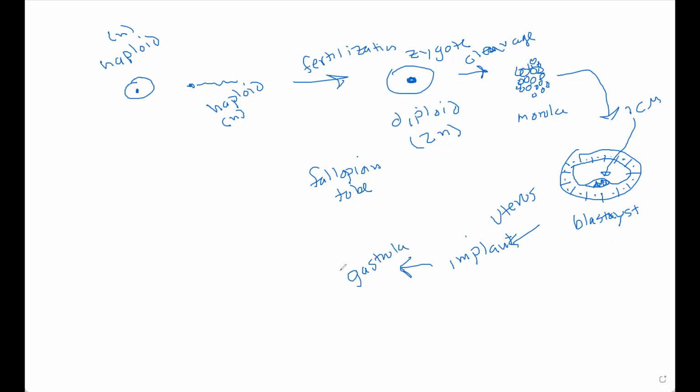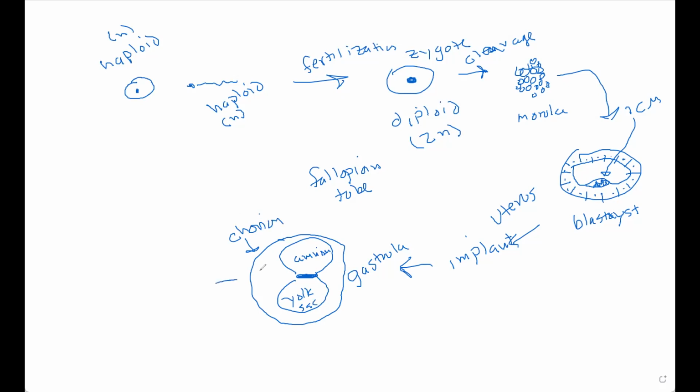Okay. And the gastrula is going to look sort of like this. Okay. The gastrula is going to have an embryonic disc in the middle. That's going to be you. On top is going to be a sac called the amnion. Below it is the yolk sac. Okay. And around the whole thing is a membrane called the chorion. Okay. And that's the embryonic disc.